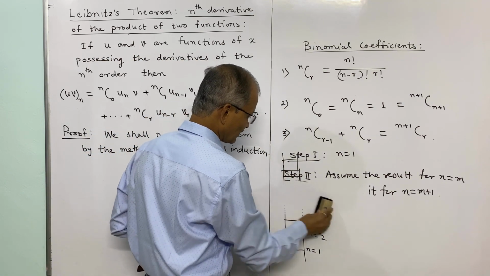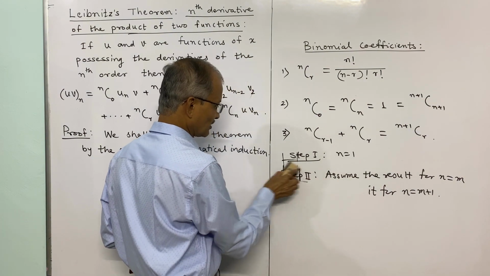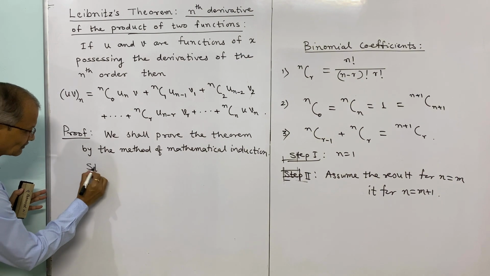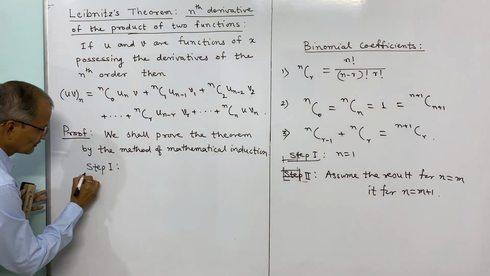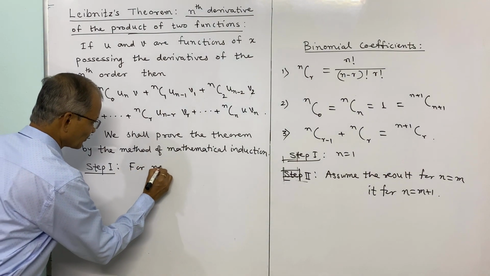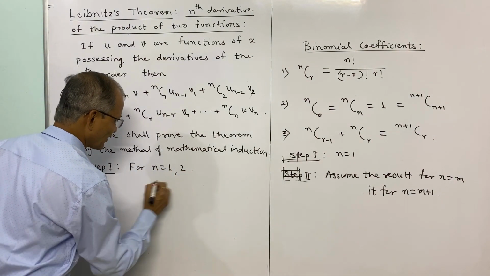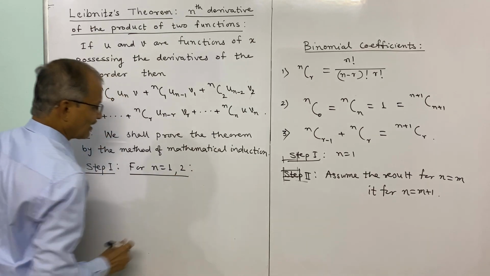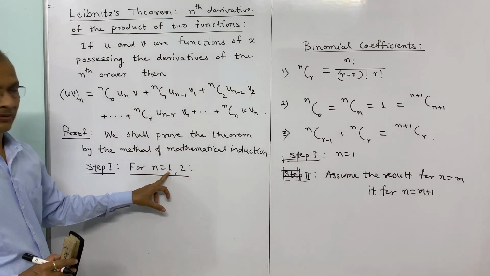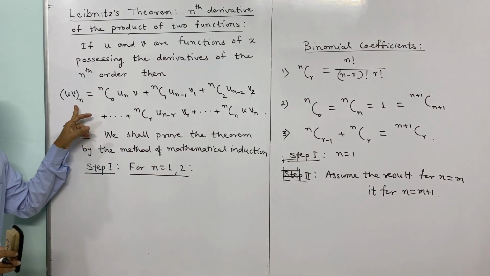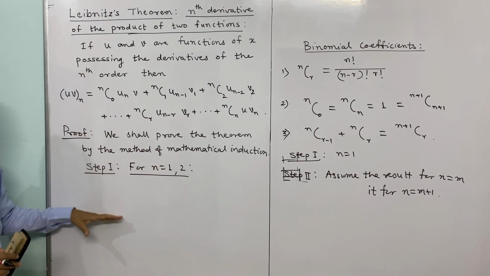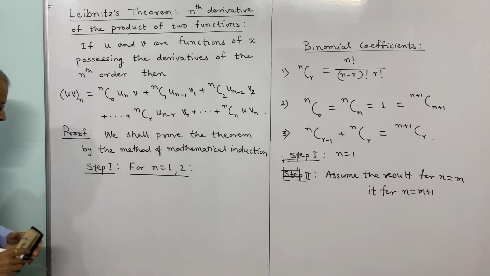Now we shall consider the two steps separately to prove the theorem. Step 1. For n, we will prove it for two values, n is equal to 1 and 2. Now n is equal to 1 means first derivative, because n is the order of the derivative, and n is equal to 2 means second derivative. So we shall obtain the first derivative and second derivative of this product u into v.